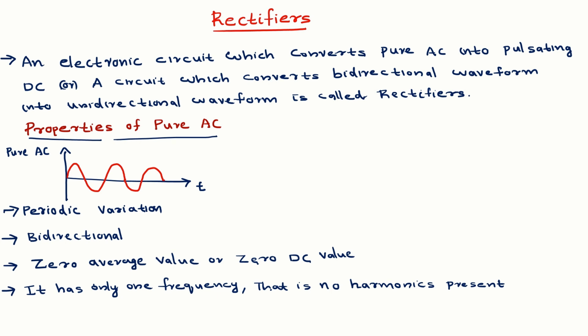An electronic circuit which converts pure AC into pulsating DC, or a circuit which converts a bidirectional waveform into a unidirectional waveform, is called a rectifier. So, a rectifier converts pure AC into pulsating DC. So, what is pure AC?